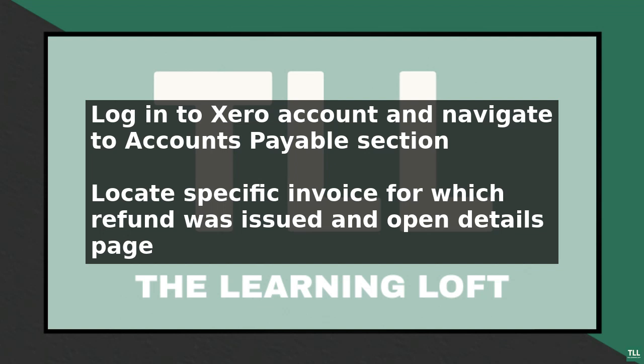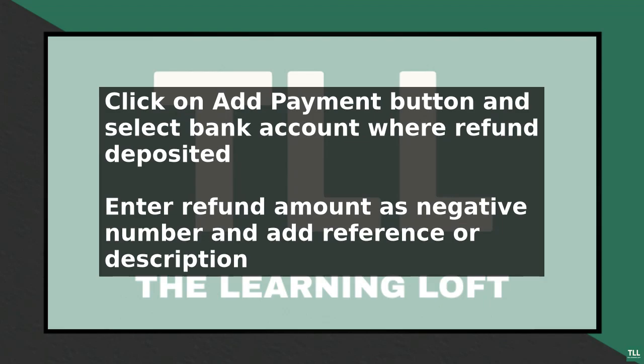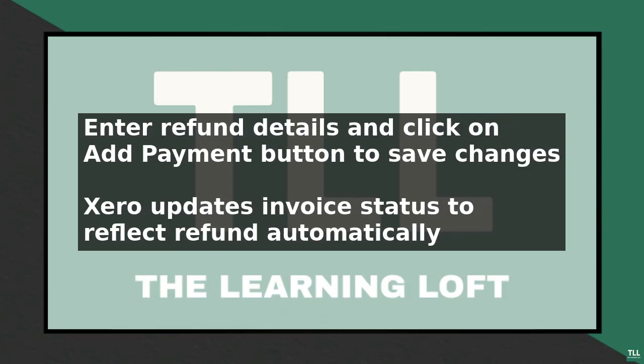Next, click on the Add Payment button at the top right corner of the invoice details page. In the Add Payment window, select the bank account where the refund was deposited and enter the date the refund was received. Then, enter the amount of the refund in the Amount field, making sure to use a negative number to indicate a refund. You can also add a reference or description of the refund in the Reference field. After entering the refund details, click on the Add Payment button to save the changes. Xero will automatically update the invoice status to reflect the refund.